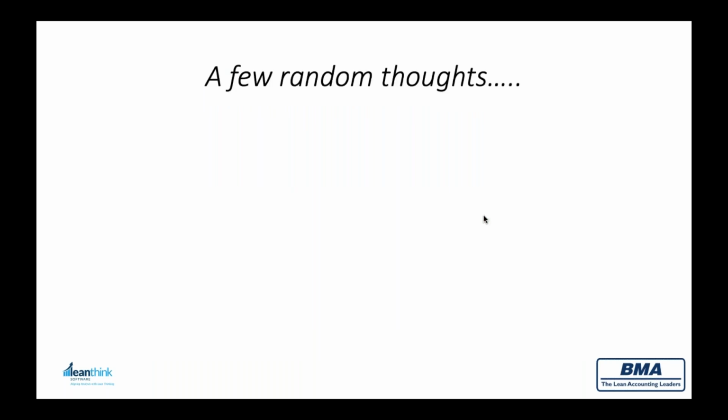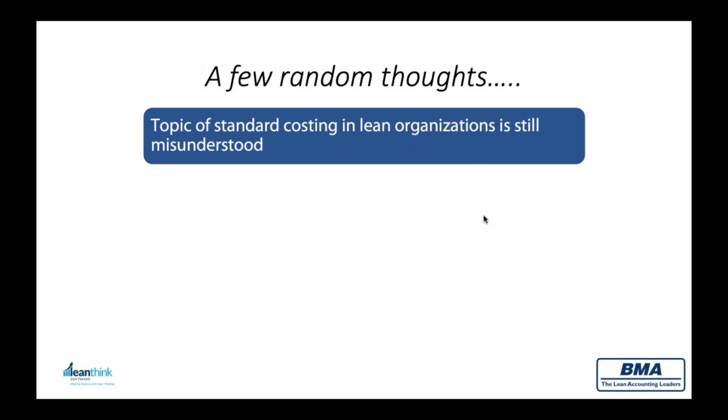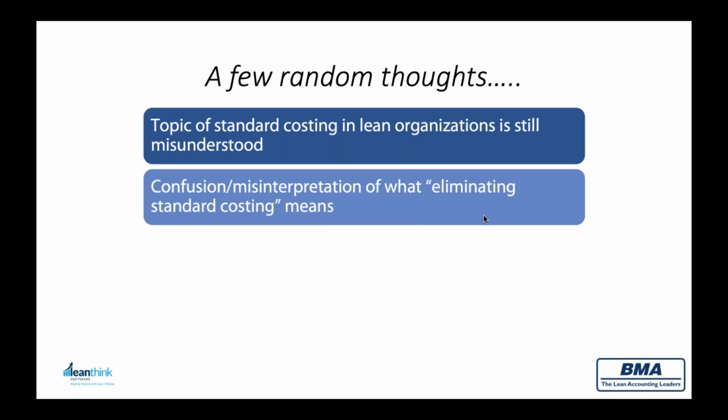Few random thoughts before we get started. The topic of standard costing in lean organizations is still very much misunderstood. I think that's because standard costing in and of itself is a complex topic that not everyone understands. Obviously, accounting and finance people understand it, but I think other parts of the organization aren't very familiar with a lot of what goes into standard costing. There's confusion and misinterpretation of what the phrase eliminating standard costing means.